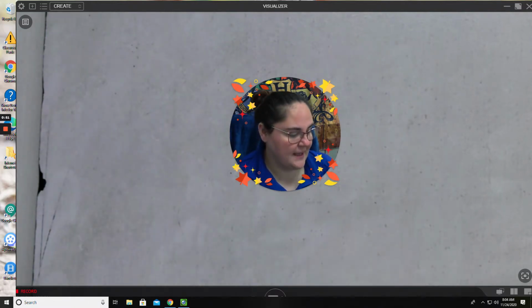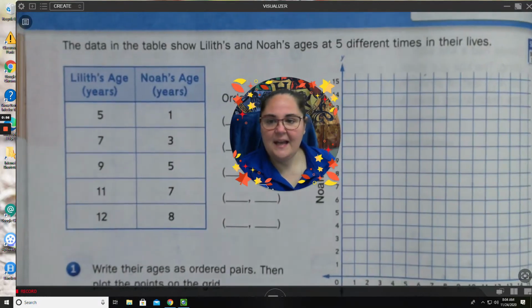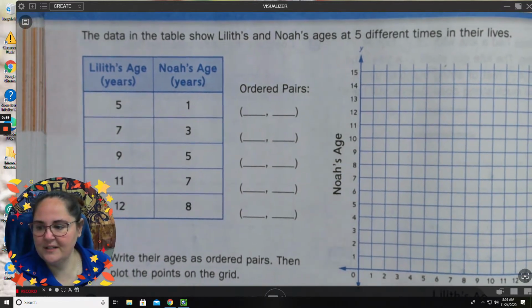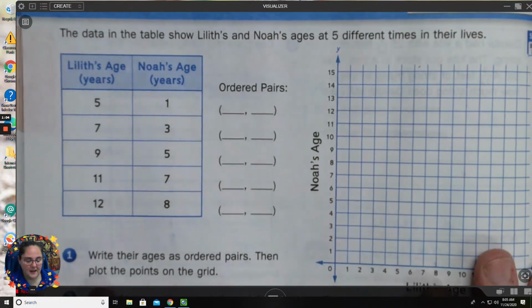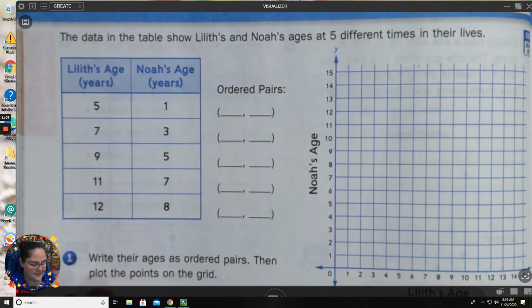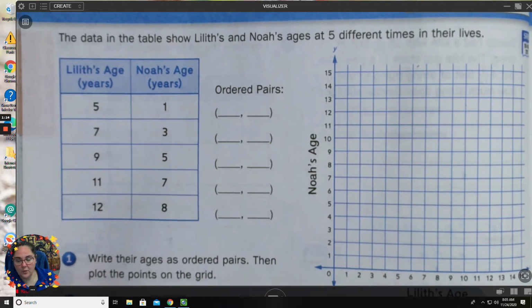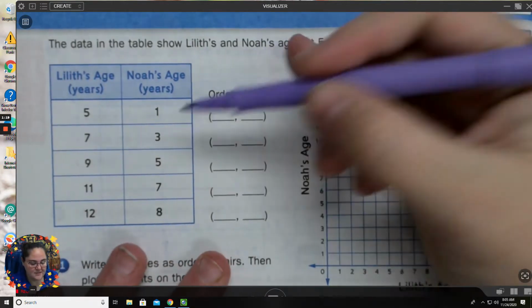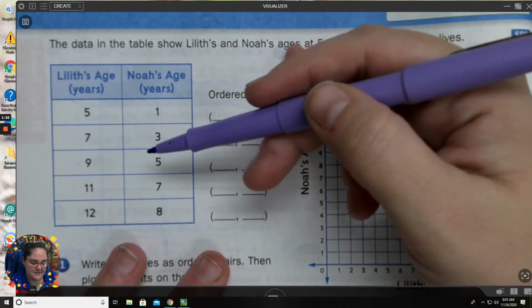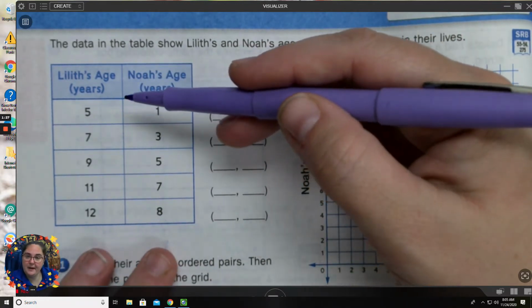So we're going to be working in our Everyday Math Workbook. We're going to start on page 138 today. And I'm going to move my little picture off to the side, and we're going to talk a little bit about how this is going to work. So we're going to start. This data shows Lilith's and Noah's age at 5 different times in their lives. So when Lilith was 5, Noah was 1. When Lilith was 7, Noah was 3. When Lilith is 9, Noah is 5. So this gives 2 different ages for these kids, and it compares them.